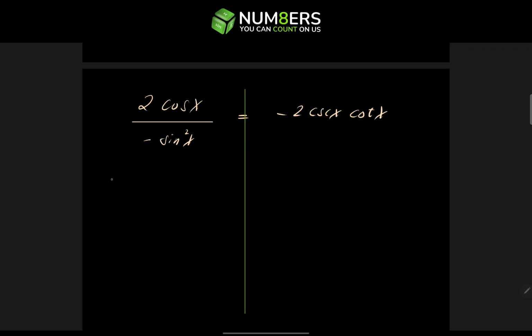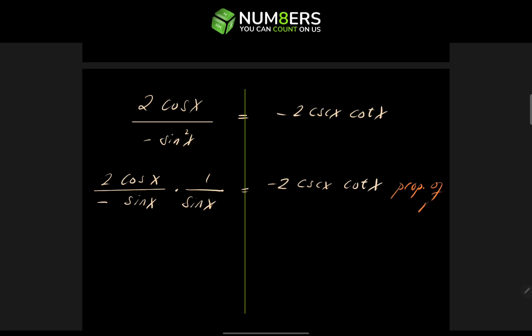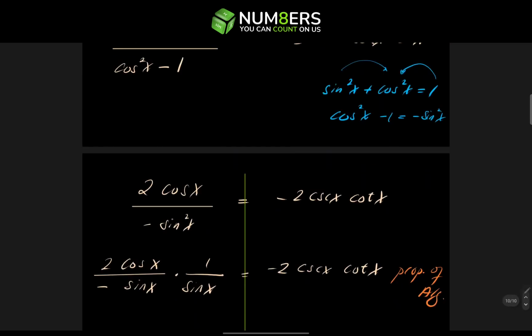So what we do here is we're going to separate them into 2 cosine of x divided by negative sine x times sine x. I'm going to put this in the denominator here, and I can put over 1 on the top. Because 2 cosine x times 1 is 2 cosine x, that doesn't change anything. And sine x times sine x is sine squared x. So again, that doesn't change anything. So here we just did properties of algebra. Here it's properties of algebra. For the previous step, we used Pythagorean identity to get from here to here.